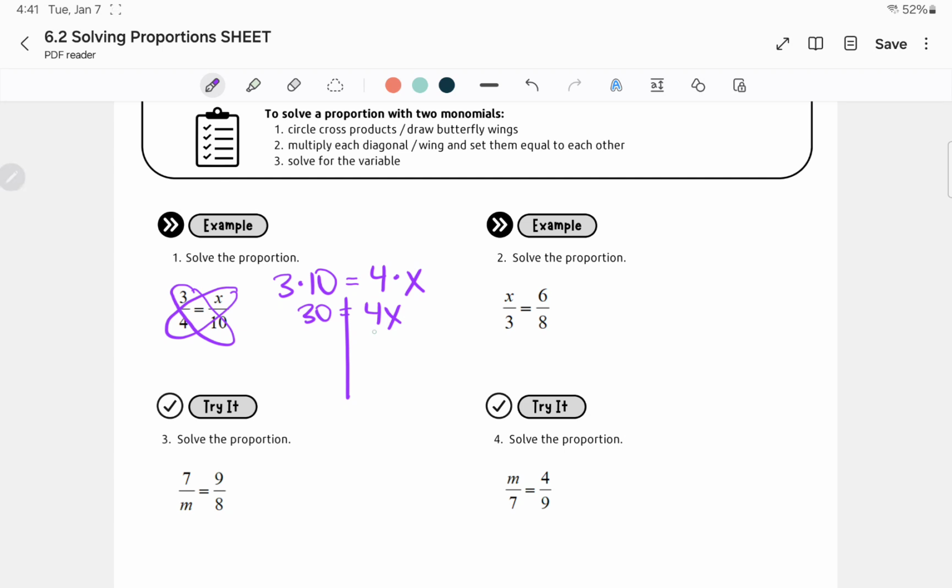And now to solve for x, I'm going to divide both sides by 4. And so that gives me x is equal to 30 divided by 4 is 7.5. And just use your calculator for the last part.